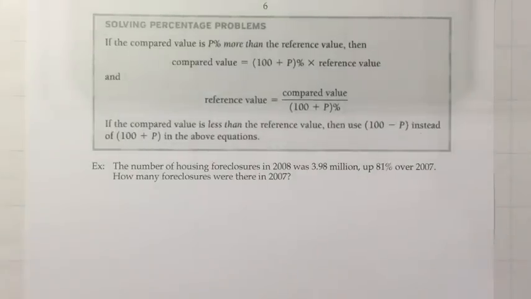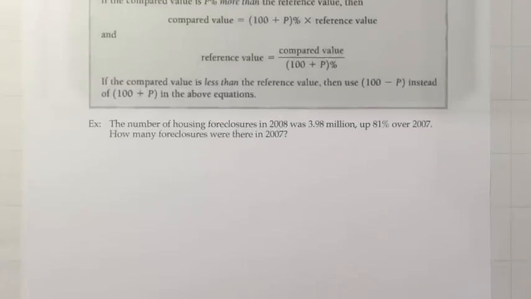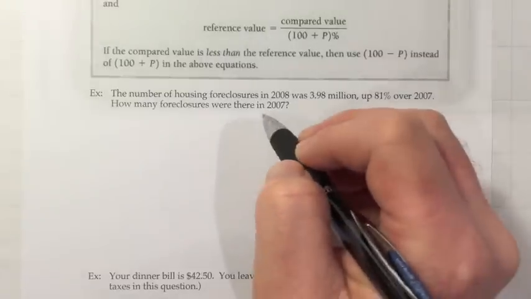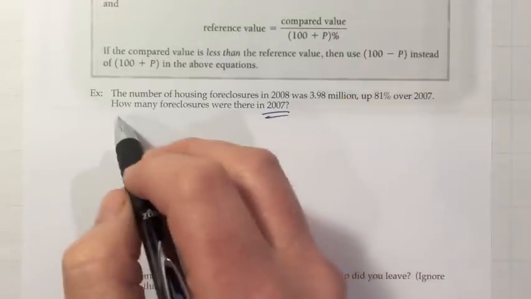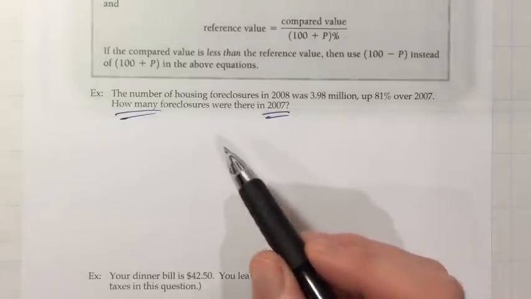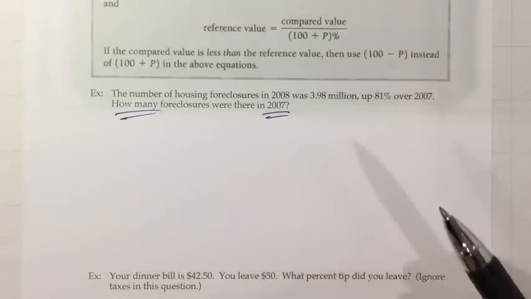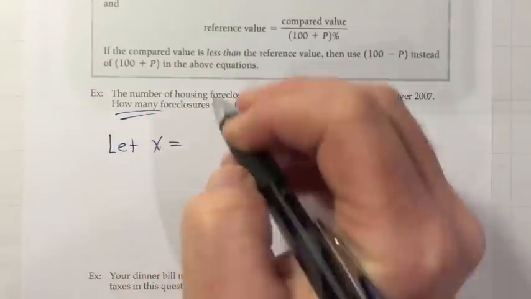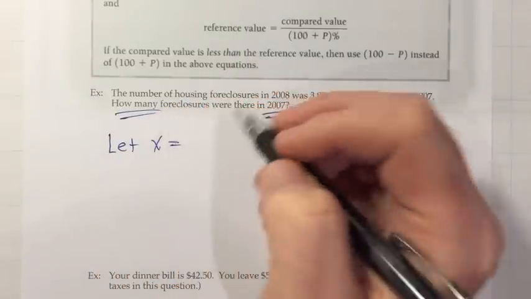So let me show you a couple other percentage things before we wrap up the section. The number of housing foreclosures in 2008 was 3.98 million, and they say that was up 81% over 2007. So how many foreclosures were there in 2007? So 2007 is the older number, so it's the reference number, and yet they're saying how many, so we don't know what it is. And it's very awkward to not know what your reference number is. So you could use these tricks, but I'm going to show you algebra. Let's let x equal the number of foreclosures in 2007.